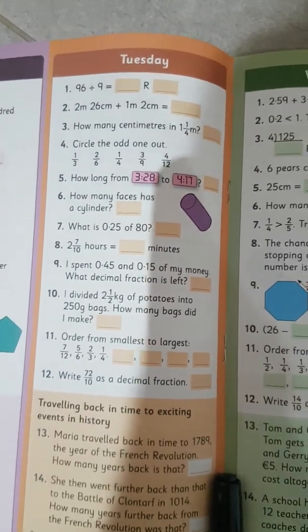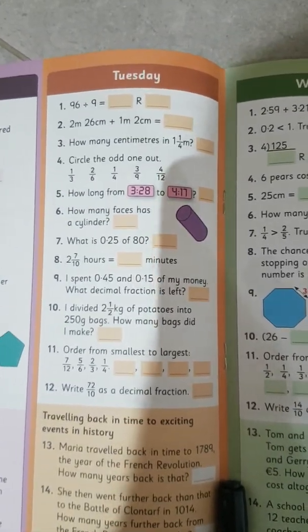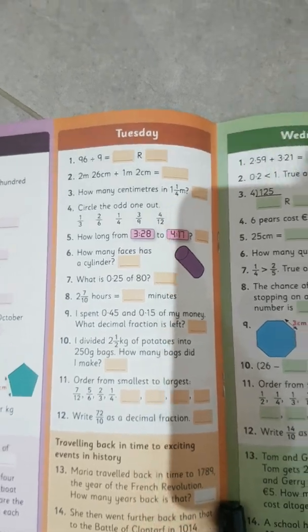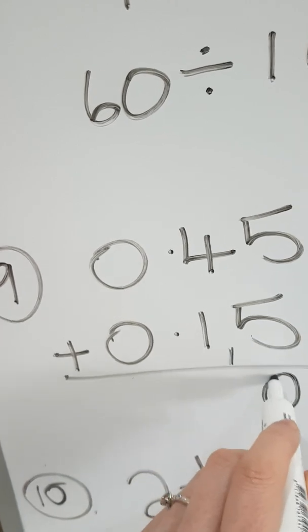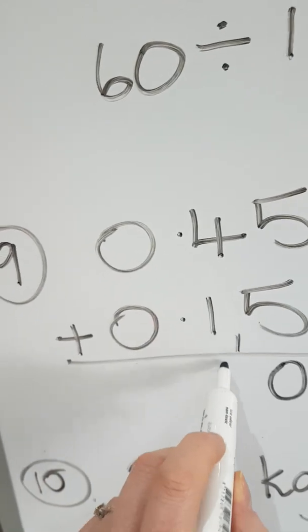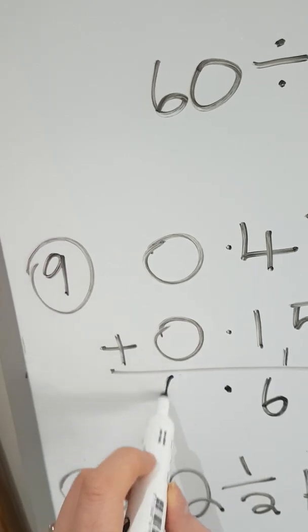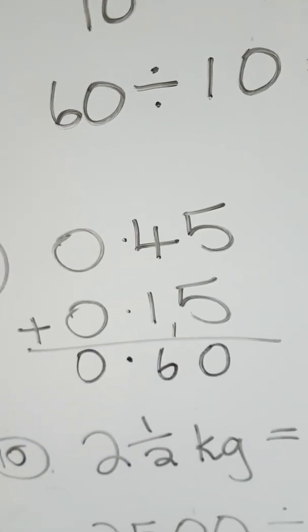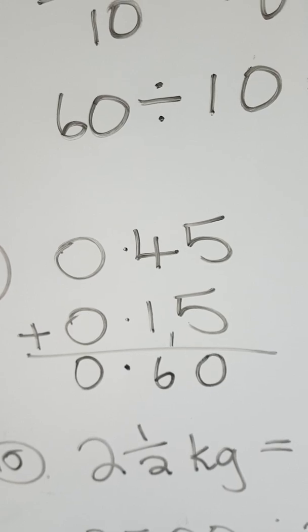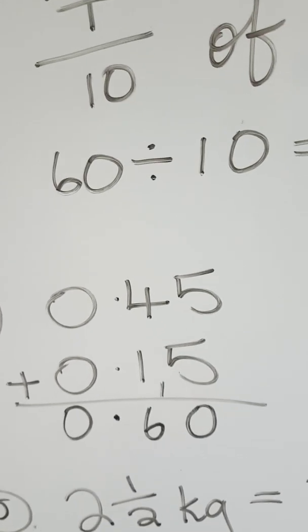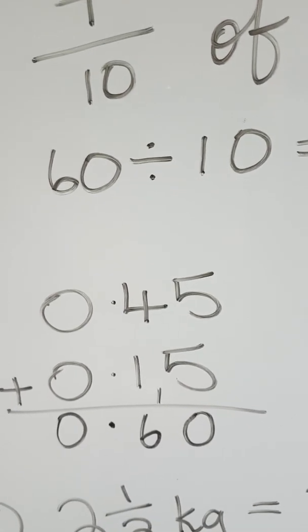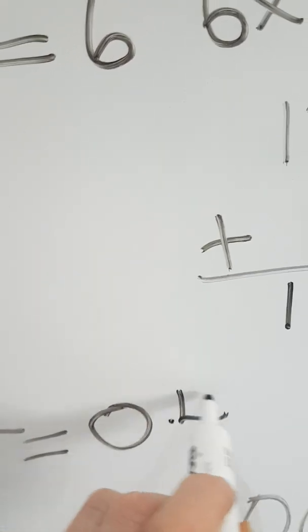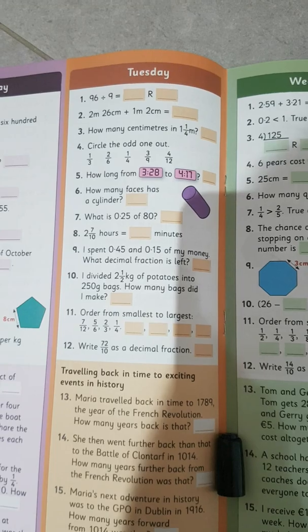Question 9, I spent 0.45 and 0.15 of my money. What decimal fraction is left? The first thing we must do is add, so 5 and 5, 10, 4 and 1, 5 and 1, 6, and then 0. So it's 0.60 or just 0.6. So what decimal fraction would be left? Remember, it's out of a unit. So if I said 1 unit, take away 0.6, what would be left would be 0.4 or 0.40. It doesn't matter, it's the same thing.